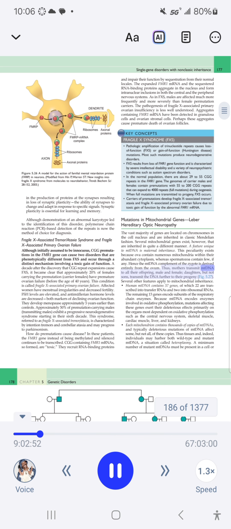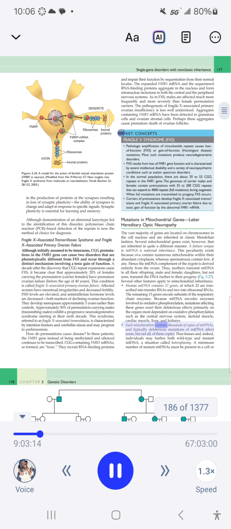Thus, mothers transmit mtDNA to all their offspring, male and female; daughters, but not sons, transmit the DNA further to their progeny. Figure 5-27. Several other features apply to mitochondrial inheritance. Human mtDNA contains 37 genes, of which 22 are transcribed into transfer RNAs and 2 into ribosomal RNAs. The remaining 13 genes encode subunits of the respiratory chain enzymes. Because mtDNA encodes enzymes involved in oxidative phosphorylation, mutations affecting these genes exert their deleterious effects primarily on the organs most dependent on oxidative phosphorylation, such as the central nervous system, skeletal muscle, cardiac muscle, liver, and kidneys.